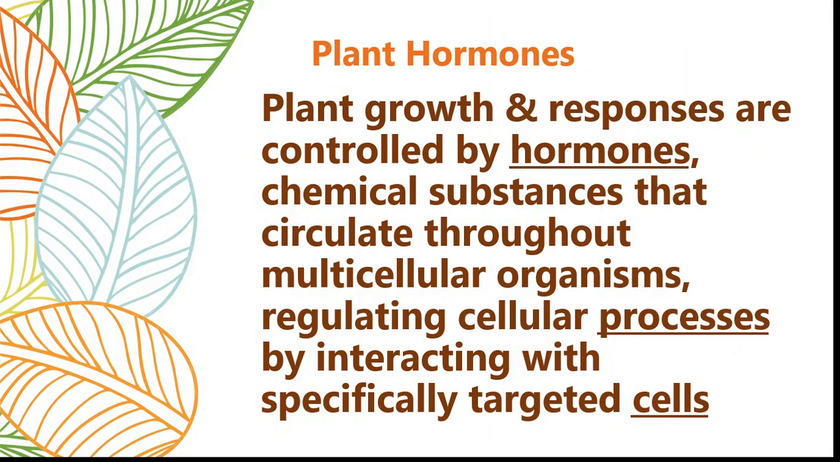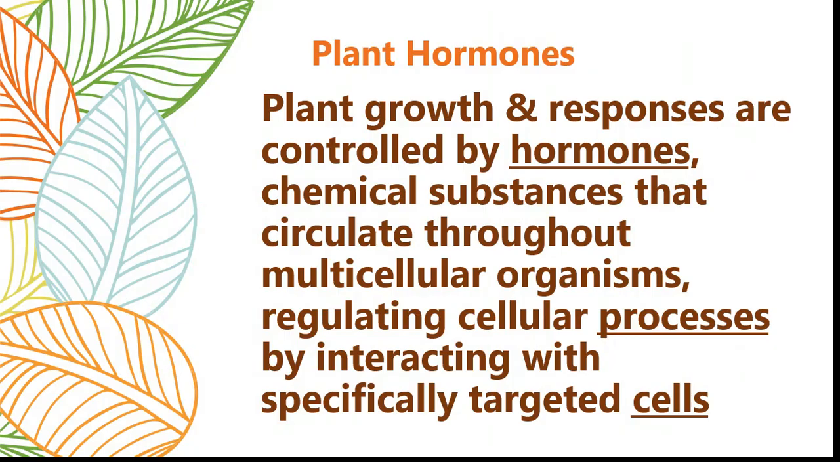Those are chemical substances. They are chemicals that circulate throughout multicellular organisms, regulating cellular processes by interacting with specifically targeted cells. Okay, it's interesting because that's the same thing that happens in the human body. We have certain hormones that we send out and certain cells that receive it because they have a receptor on it. Those are called target cells. They respond to whatever the hormone is telling your body to do, okay?